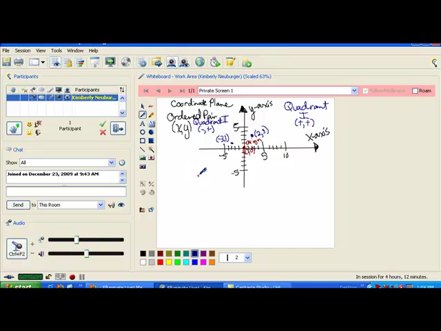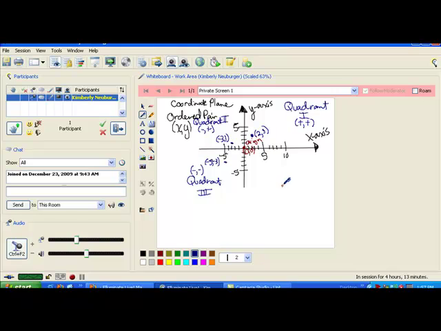Continuing around, this section here is quadrant 3. And in this section, the x's are negative and so are the y's. So it's negative x, negative y. So if I have the point negative 5, negative 3, that's negative 5, and then down 3, it's located right here.